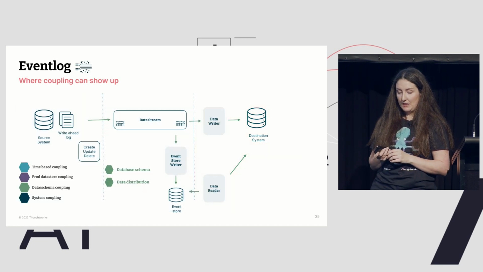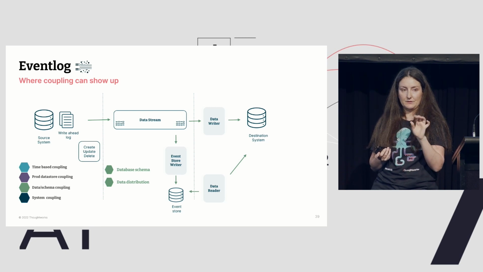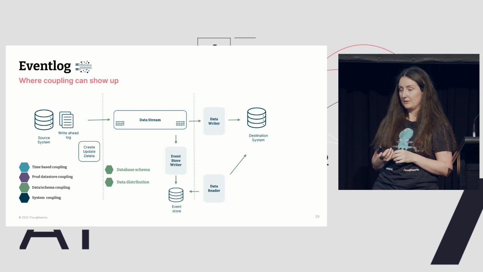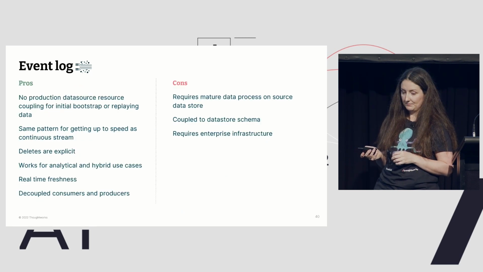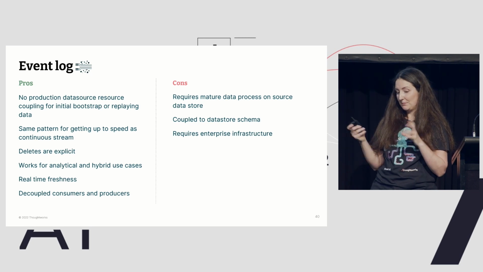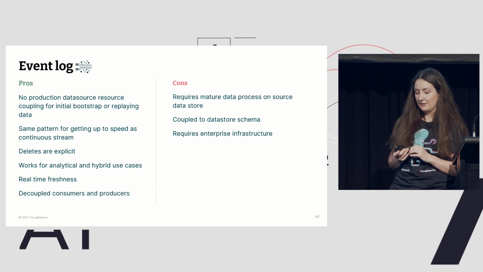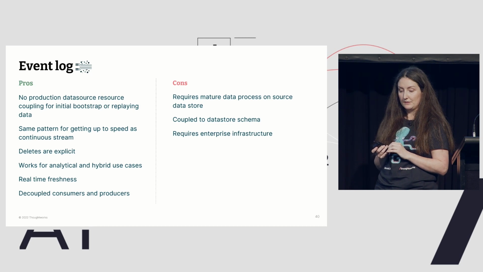And yeah, where coupling can show up, obviously with the database schema and data distribution as well. I'm assuming here we're using the write-ahead log, and we don't have any production data store coupling. And pros and cons. So we don't have that coupling with the production data store. Same pattern for getting up to speed as with backfill as continuous stream, as long as your infrastructure supports it. Deletes are explicit, works for analytical and hybrid use cases. We have real-time data freshness, decoupled producers and consumers.